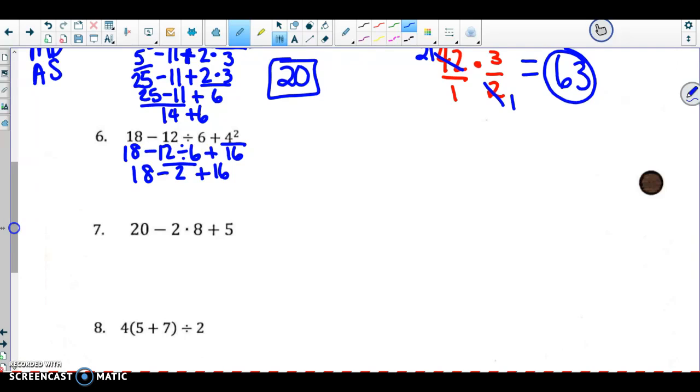And then, again, back to add and subtract. So all I'm going to do is work left to right. 18 minus 2 is 16 plus 16. And then our answer then would be 32.